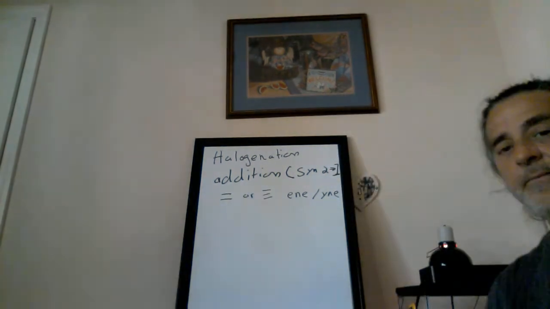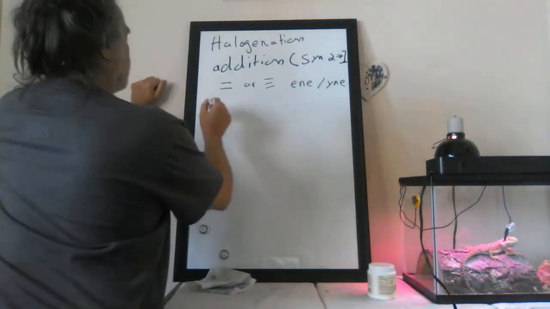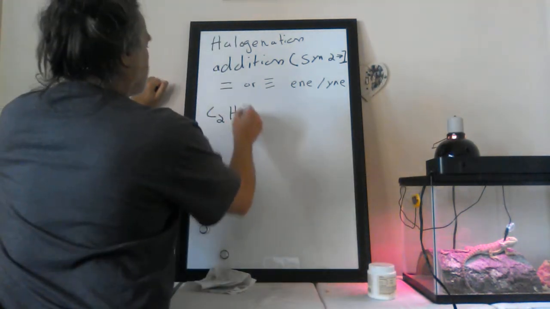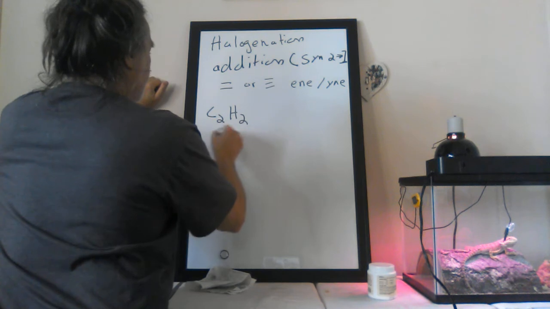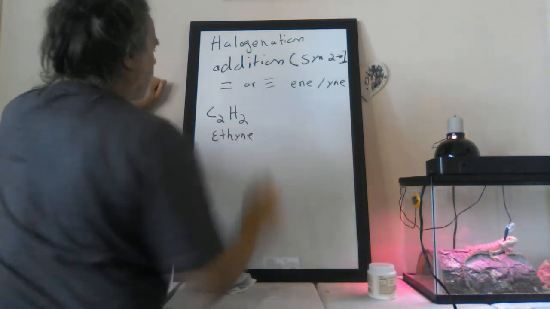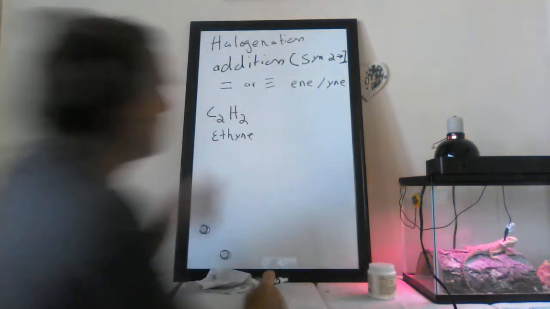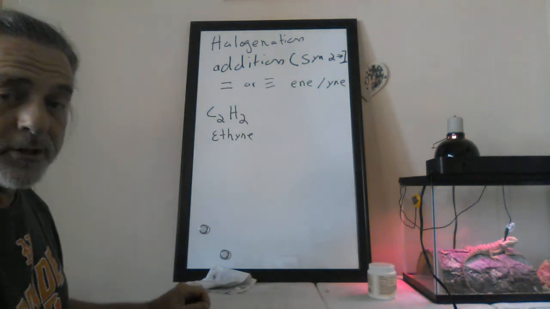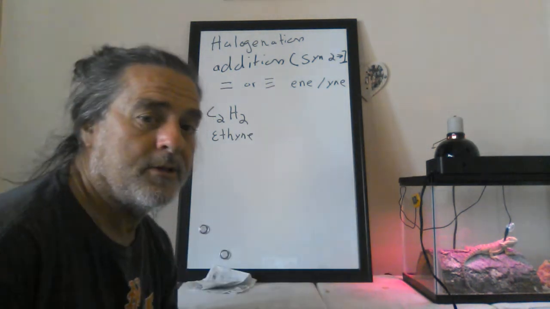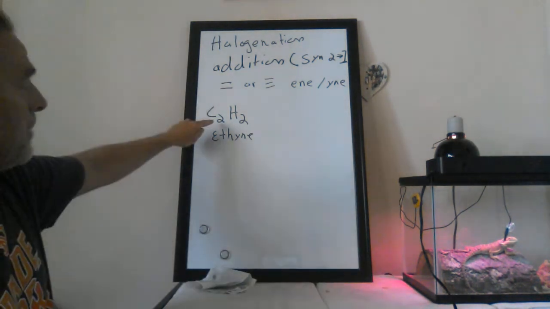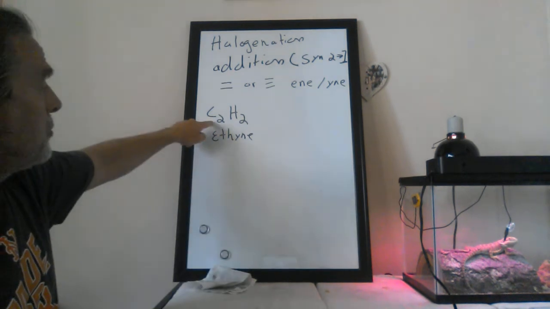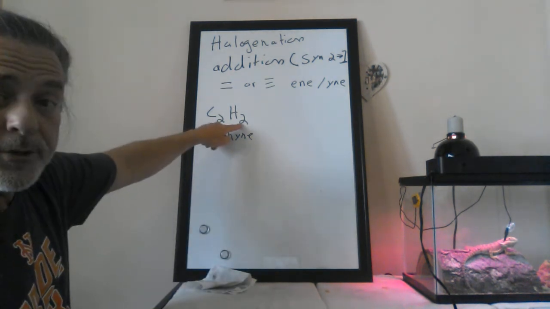Let me see if I can sketch this out for you here. Okay. So I have this formula, C2H2, which is ethine, right? It's a YNE. It's going to have a triple bond. It's a double plus two, okay? Pardon me, a double minus two. Two times two is four, minus two is two.